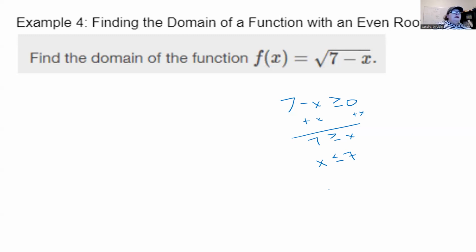So what does this look like on my number chart? We've got 7, we've got 0, 7's included, all right, and x is less than, so it's everything this way. So from negative infinity to 7, and 7 is included, so it gets a bracket, okay? And that's what you're going to want to do for your radicals, that's a square root.